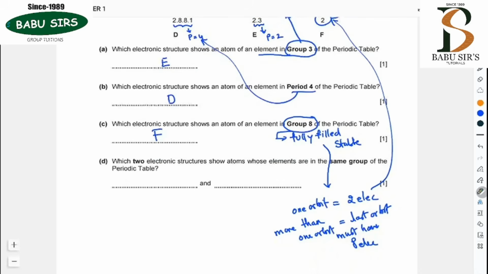The rules I have written down. If it is one orbit, it is 2 electrons. If it is more than one orbit, the last one must have 8.